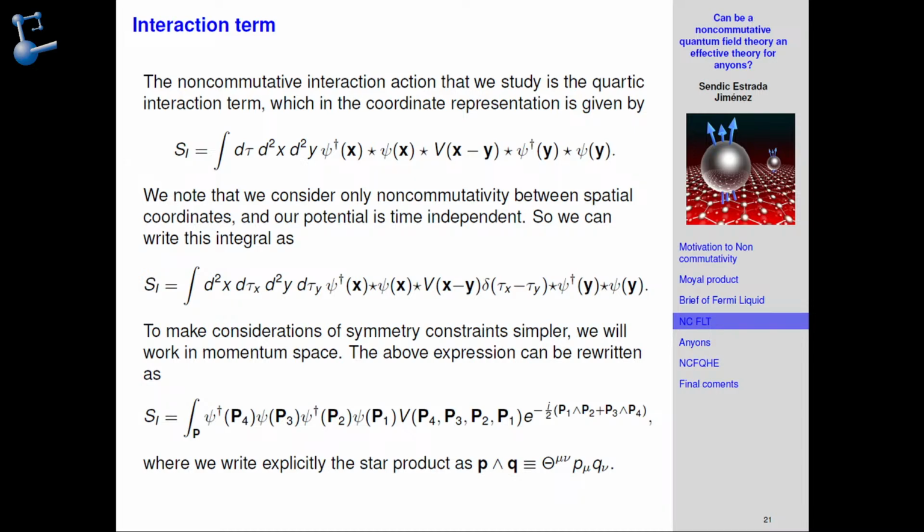We consider only non-commutativity in the spatial coordinates, and our potential is time independent. So we can write the integral as this, with this delta. To make the symmetry considerations and construction simpler, we will work in momentum space. The above expression can be rewritten in this form. We have this phase factor, where we write explicitly the star product in this form.